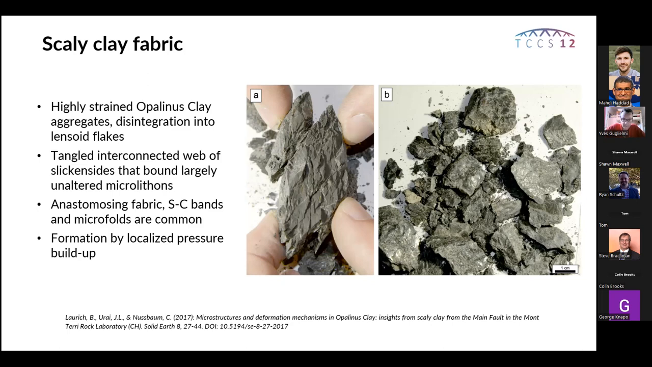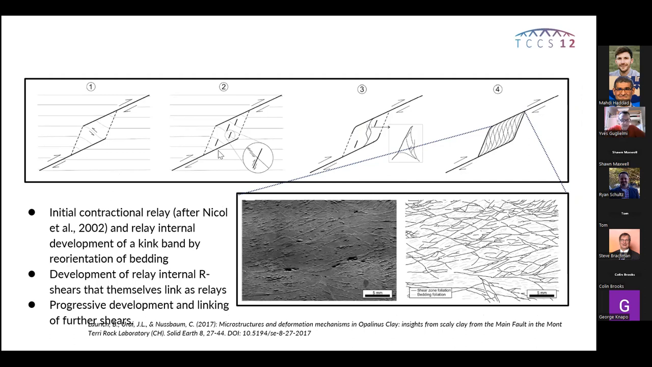How is this fault formed? It's a complex process. We think that it formed during the Jura décollement in Switzerland. And here again, I make it simple, but some shear is generated in the clay layer, and there are some overlapping zones. With time, these zones, as you see here, will progressively deform more and more. And we think this is at the origin of what we call the scaly clay.